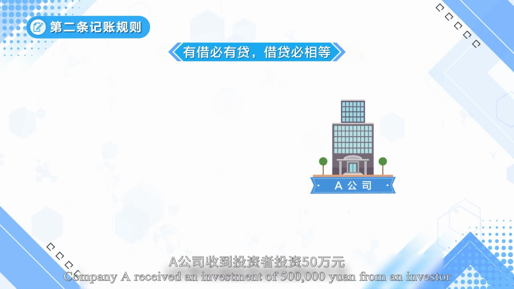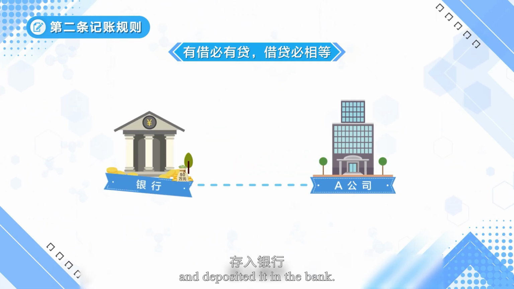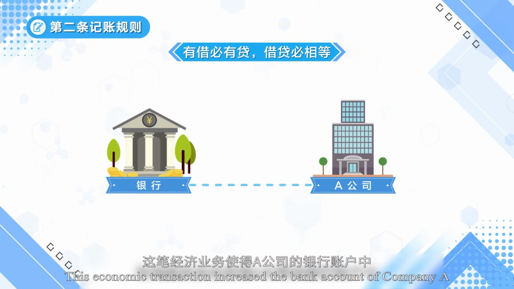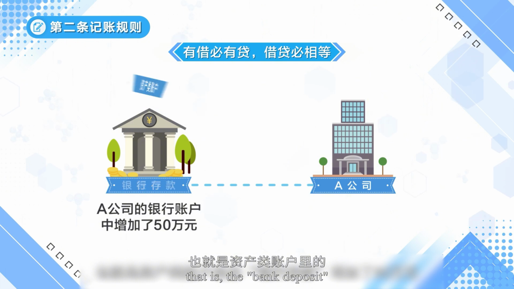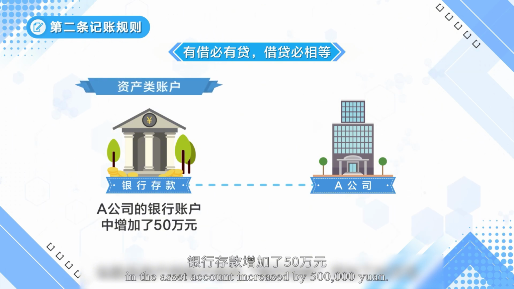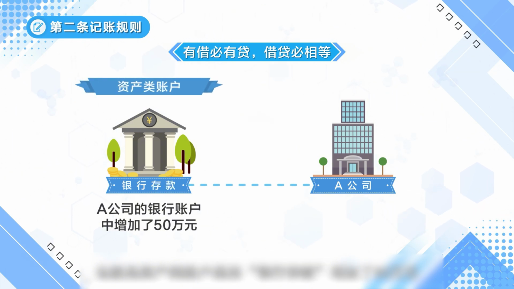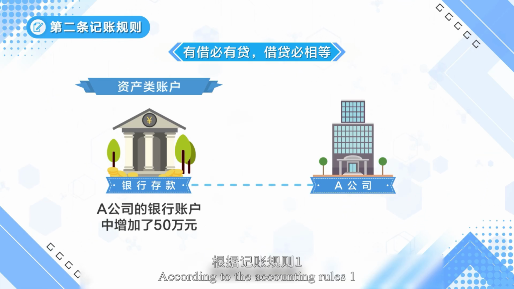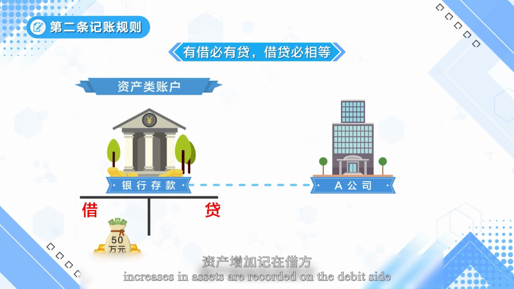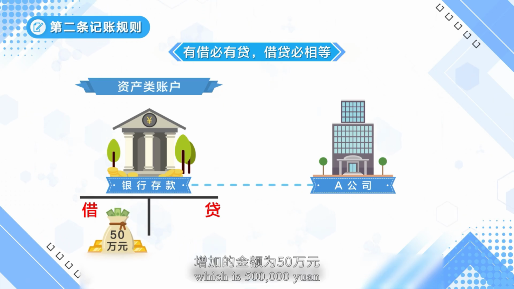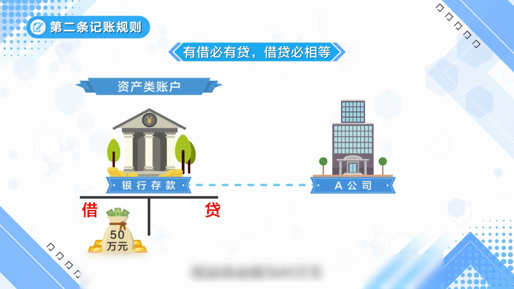Company A received an investment of 500,000 yuan from an investor and deposited it in the bank. This economic transaction increased the bank account of Company A by 500,000 yuan. That is, the bank deposit in the asset account increased by 500,000 yuan. According to accounting rule 1, increases in assets are recorded on the debit side, which is 500,000 yuan.